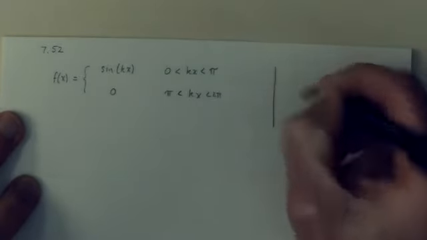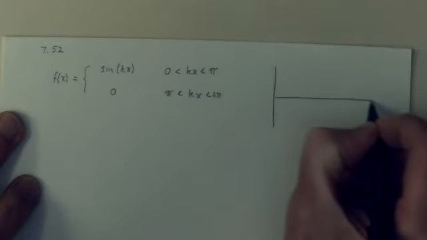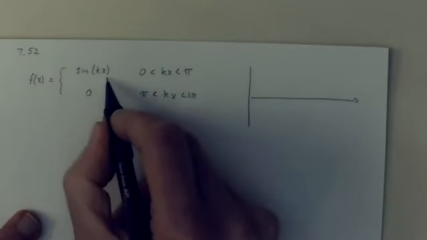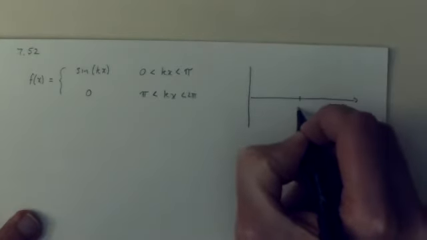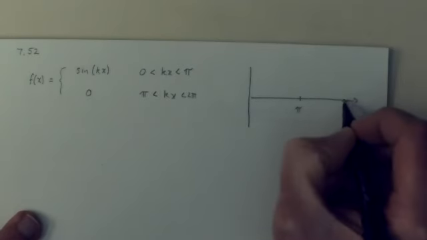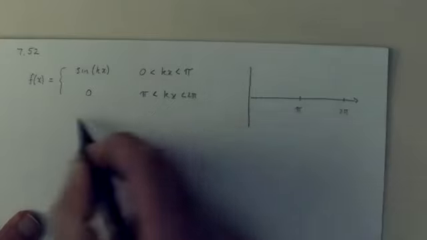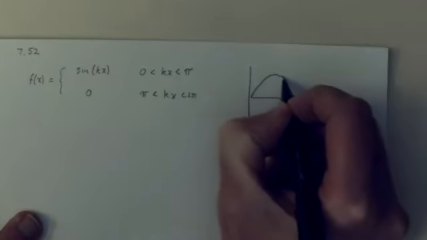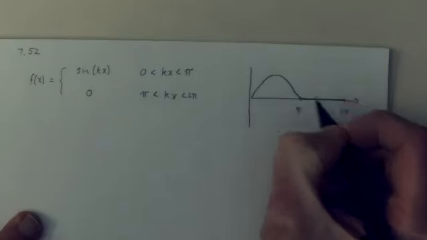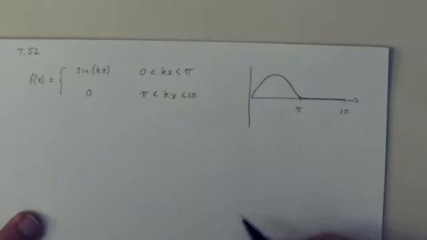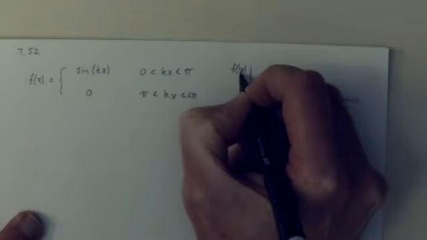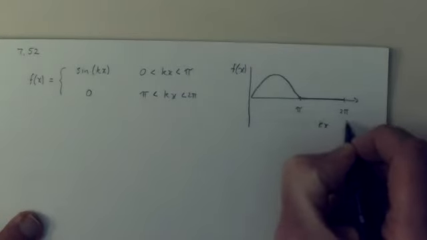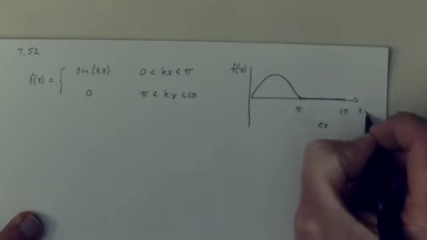And I would always suggest you make a graph of your function when you're doing this kind of thing. And so this is a sine function up to the value of pi. And then after that, it's exactly 0. So this would look something like that. That's our function. This would be f of x. And down here, I'm graphing apparently kx. Guess I could call it kx over here.